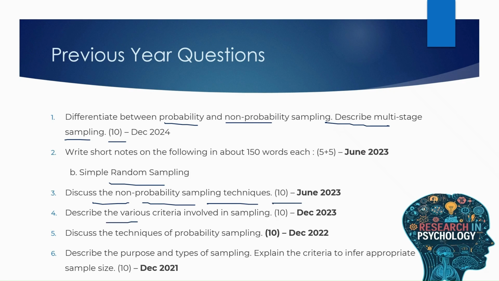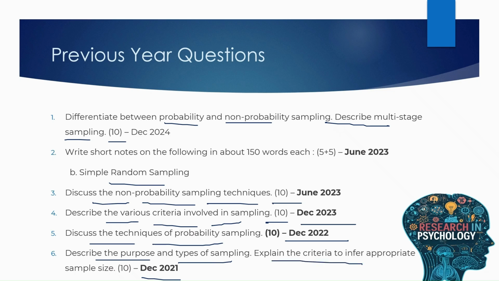Then we have described the various criteria involved in sampling for 10 marks in December 2023. All right, this also we have discussed. I think we have discussed this in previous video also, right? And then December 2022, we have discussed the techniques of probability sampling. Okay, we know which are the techniques and you have to describe them for 10 marks. Then in December 2021, we have described the purpose and types of sampling. Explain the criteria to infer appropriate sample size. All right, so these are the questions that have appeared previously from this topic.